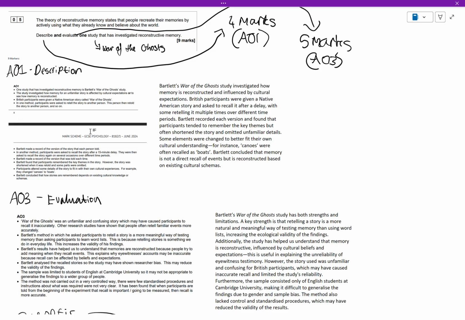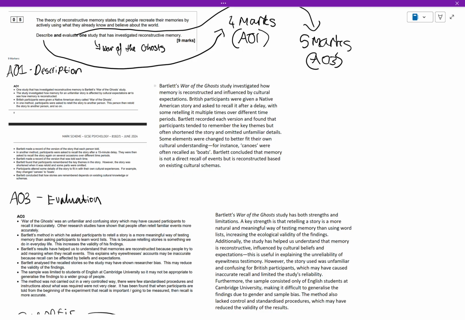So Bartlett's War of the Ghost study investigated how memory is reconstructed and influenced by cultural expectations. British participants were given a Native American story and asked to record it after a delay, with some retelling it multiple times over different time periods.